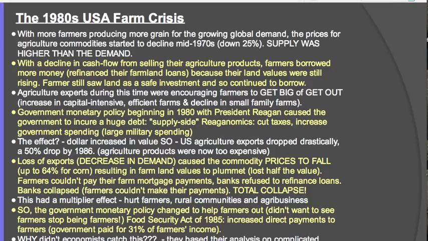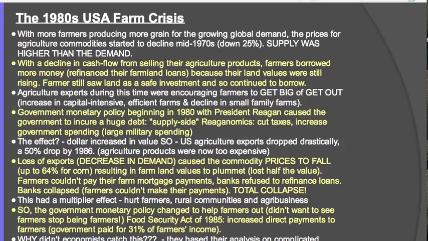So the land values began to plummet. They lost their values. Farmers couldn't pay their mortgage payments because they had basically all this corn. They couldn't sell it at the price they were before. Banks refused to refinance their loans, which they were doing before. Because the farmers couldn't pay the payments, the banks collapsed, and there's this total collapse, almost like the housing bubble, which we saw not too long ago.